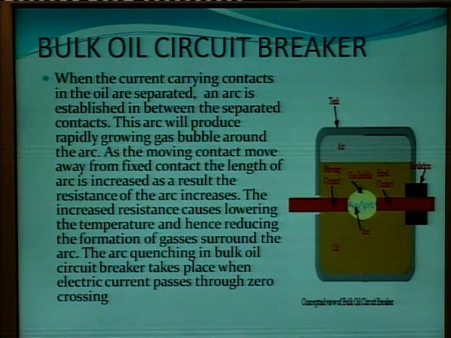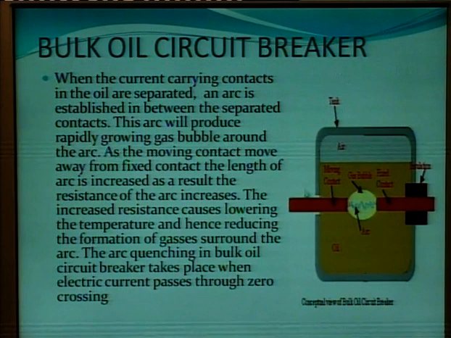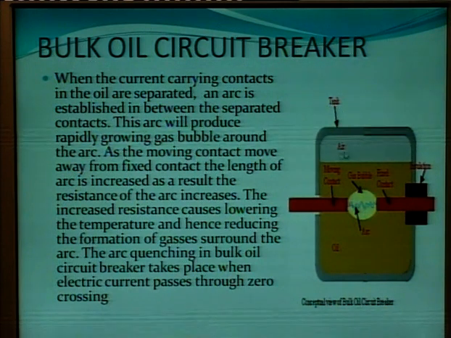The next is bulk oil circuit breaker. Now in bulk oil circuit breaker, see, this is the view of a bulk oil circuit breaker. So see, there are two types of contacts. One is the fixed contact and the second is the moving contact. Now it is filled with oil, transformer oil.